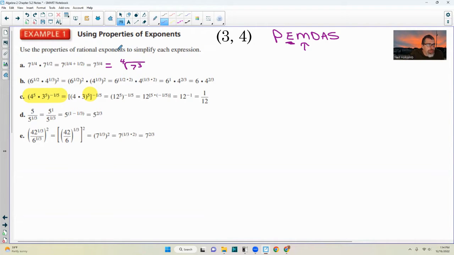It says use properties to simplify each expression. This is also equivalent to the cube root of 7 squared, which would be the cube root of 49, but that is irrational. 49 is not a perfect cube. So that's it. 7 to the 2/3 would be the best way to leave that simplified. Okay, so with all these rules reviewed on the properties of exponents, you should now be able to do numbers 3 and 4.